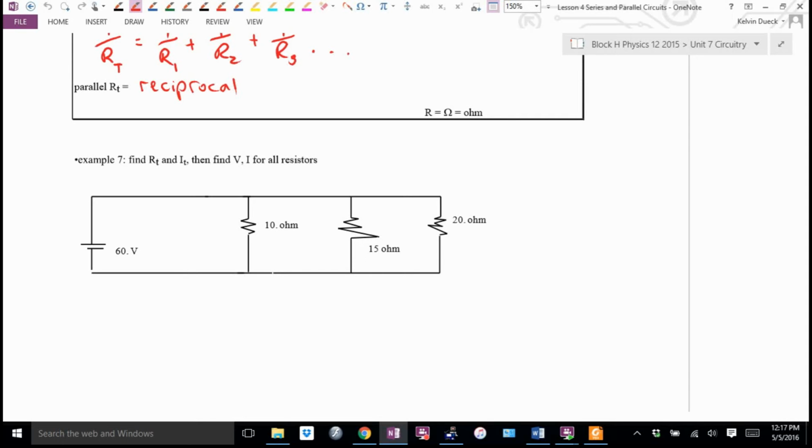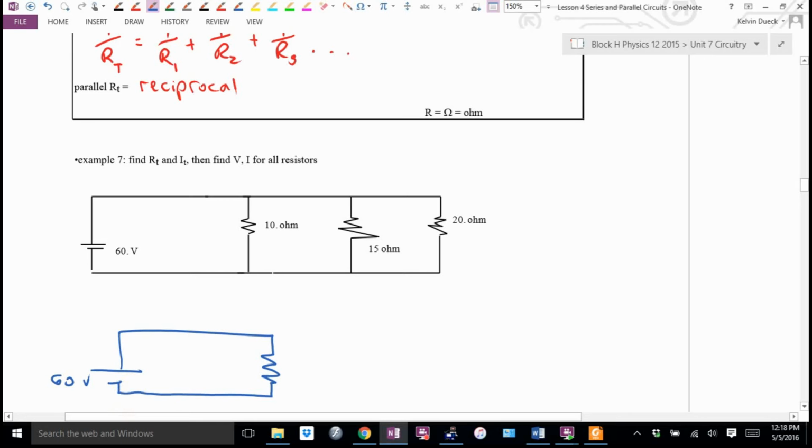No? I have to rewrite this as its mathematically simplest equivalent. I'm going to rewrite this as a 60-volt source and one single mystery resistor. This mystery resistor is the total resistance, R total. How will I find that? Over here, 1 over R total is going to be 1 over 10 plus 1 over 15 plus 1 over 20. Hit equals, and then flip that using your x to the negative 1 button.